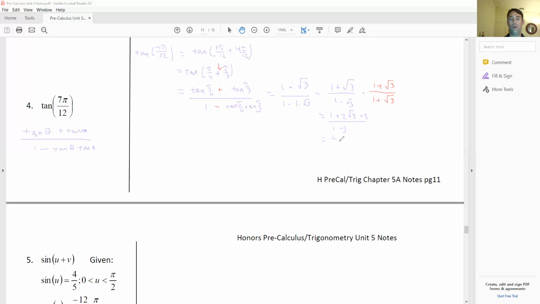So friends, that is 4 plus 2 root 3 divided by negative 2. So I have 4 divided by negative 2. And then I have 2 root 3 divided by negative 2. And friends, that's going to be equal to negative 2 minus the square root of 3. All right, well, let's keep going here.